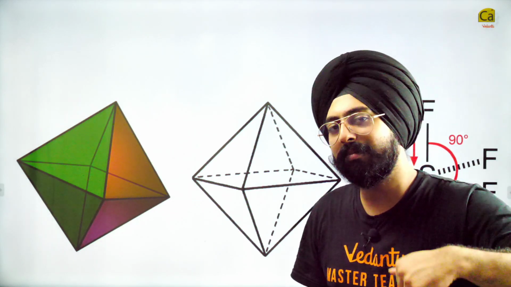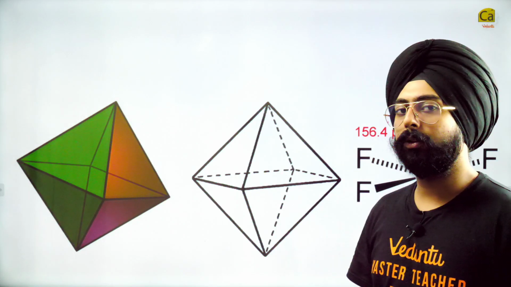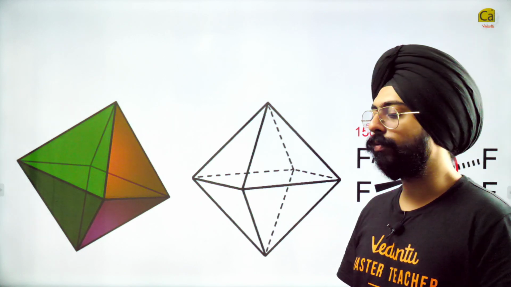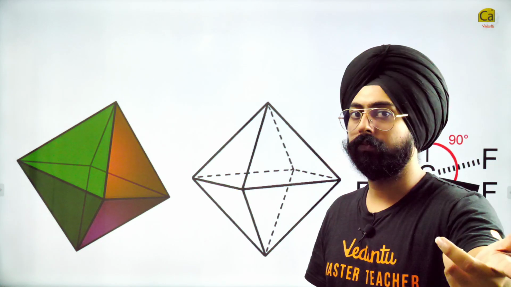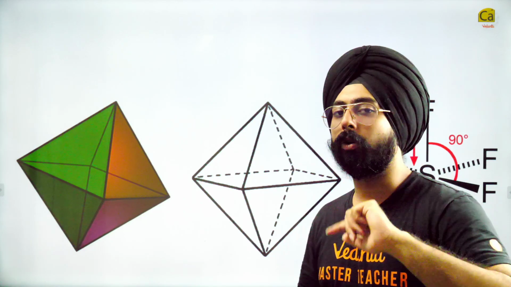Now there is one more structure. It's not very common. The next structure that I will show you is an example of something like IF7: iodine with 7 fluorine, so central atom and 7 bond pairs.